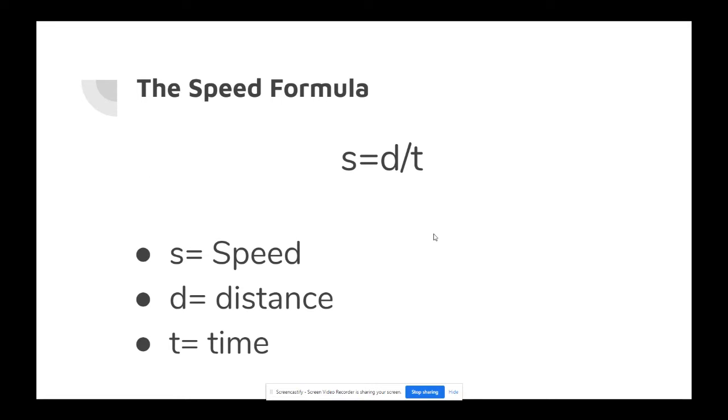So first we need the basics of the speed formula. Very simply, speed equals distance divided by time. S in this formula stands for speed, D stands for distance, and T stands for time.